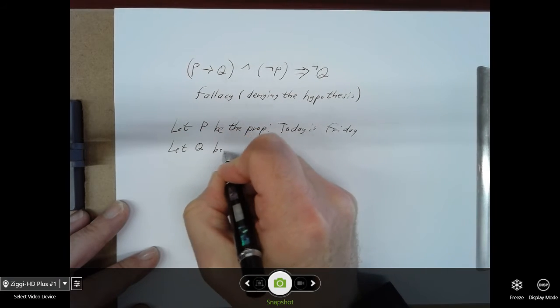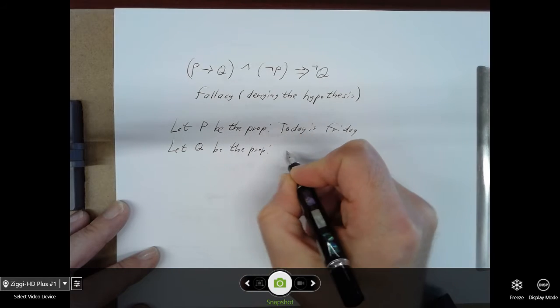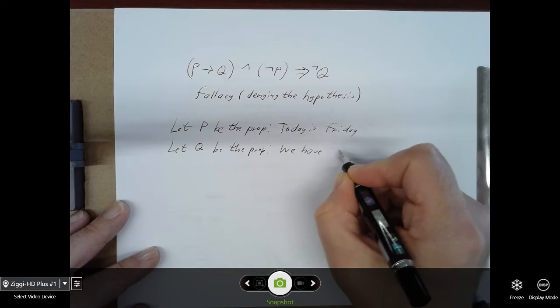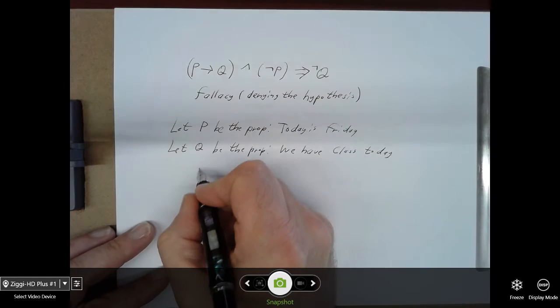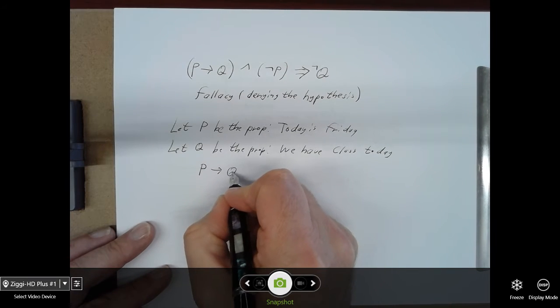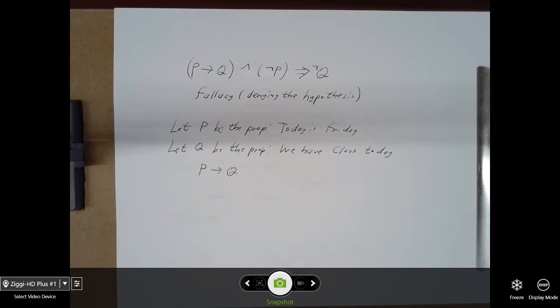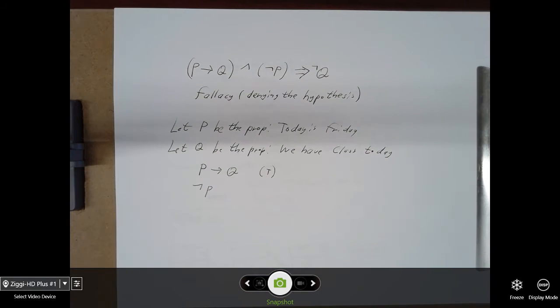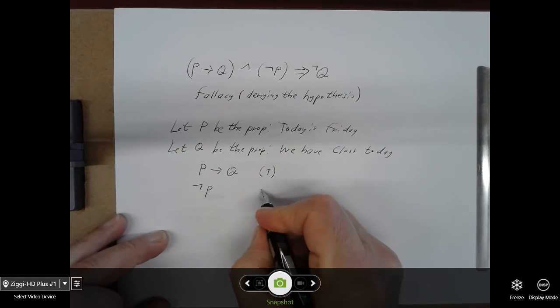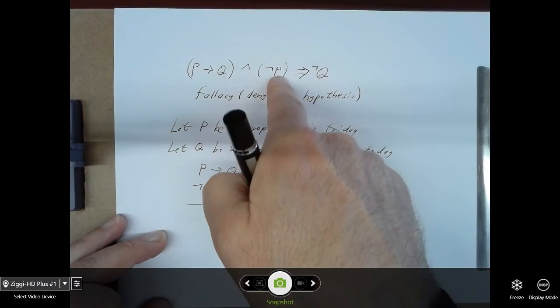Let Q be the proposition: We have class today. This class. So what does this proposition say? If today is Friday, we have class today. Is that a true proposition? Right, we can agree that's true. So this is definitely the case. What does the proposition not P say? Today is not Friday. Is that true? That's also true. So both of these propositions are true.